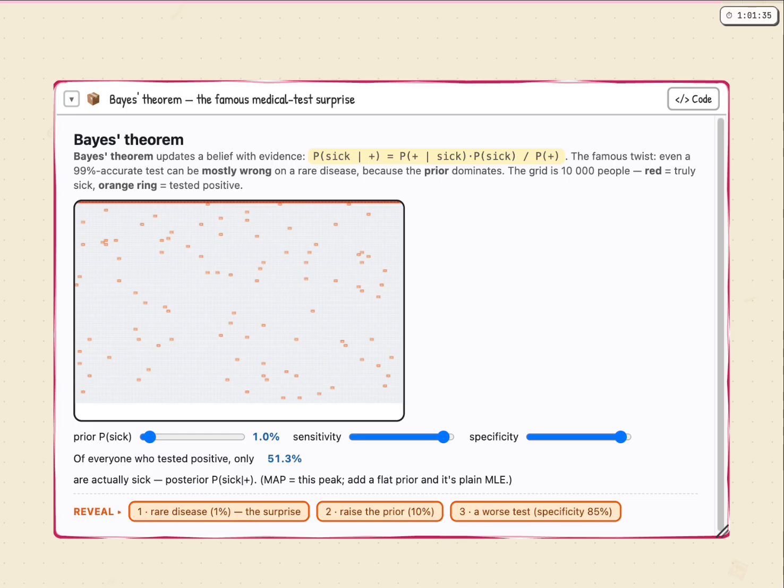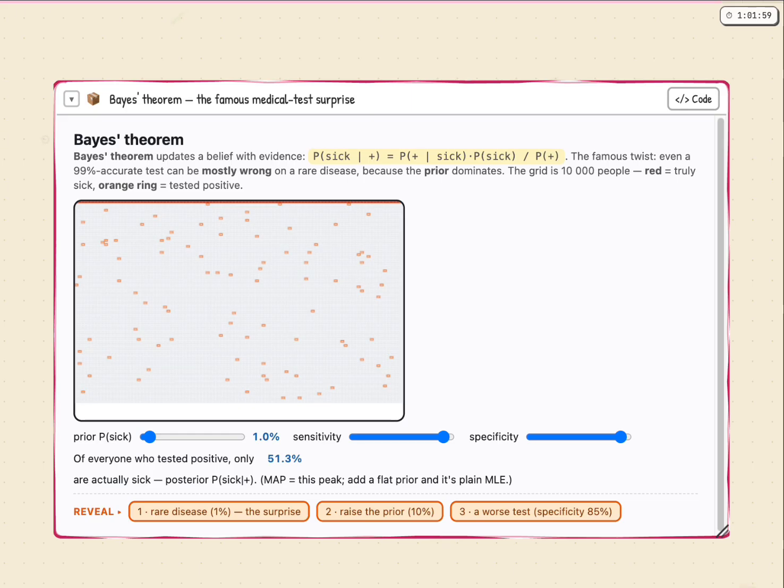Bayes' theorem says the probability you're sick given a positive test equals the probability of a positive test given you're sick times how common the disease is to begin with, divided by how common positive tests are overall. The key character in that sentence is how common the disease is to begin with, the prior. Let me make it concrete with this grid of 10,000 people.